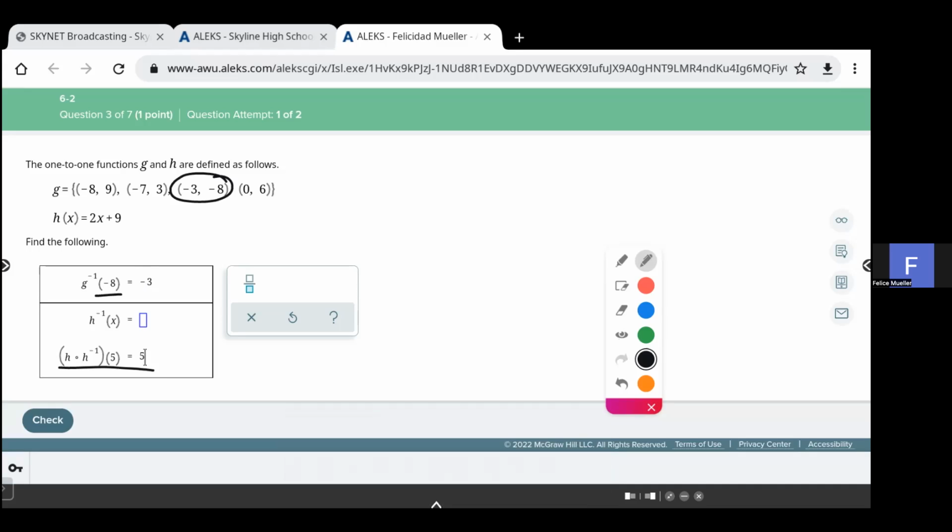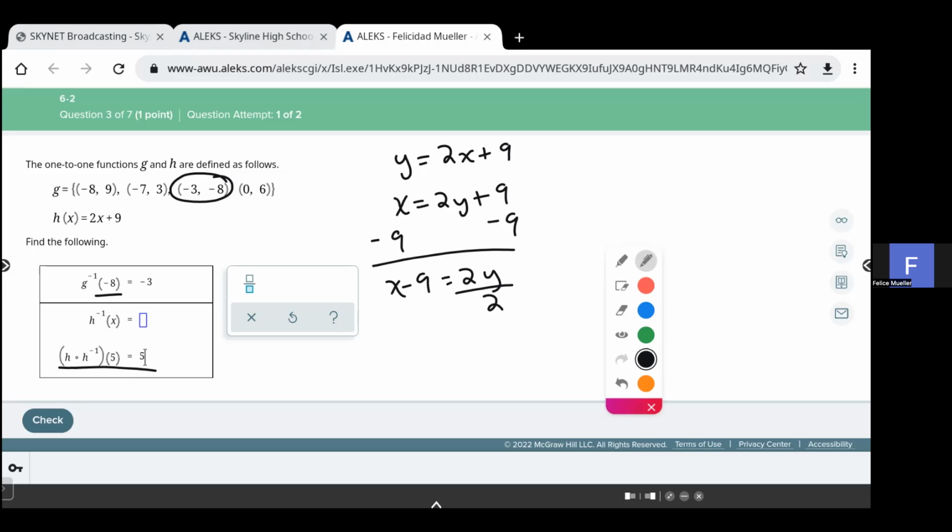This line here is to make sure you actually did the inverse setup correctly for this middle part. So my first step is to write it as y equals 2x plus 9. And then I'm going to go ahead and switch my x and y, and then solve for y. So I'm going to subtract 9, and then now we're going to divide everything by 2.